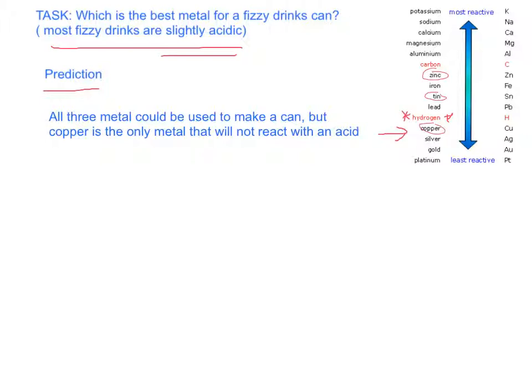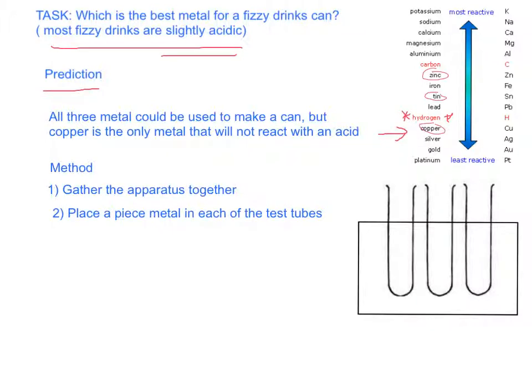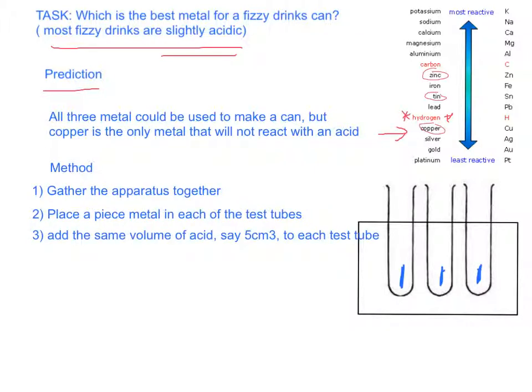After that, we devise a method to help see if this prediction is correct. The method is a series of steps which tell the reader how the experiment is done. So number 1, gather the apparatus together. Number 2, place the same size piece of metal in each test tube. Number 3, add the same volume of acid to each test tube, about 5 centimeter cubes say. The volume isn't important as long as it's kept the same.